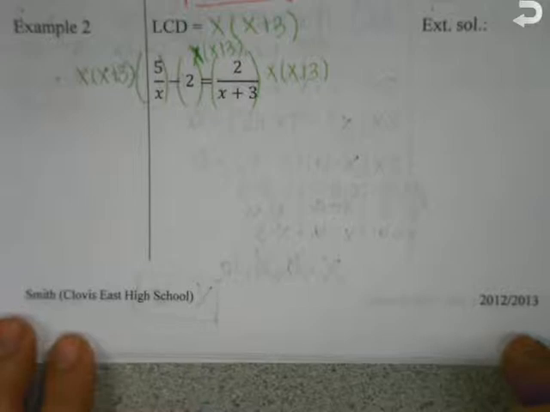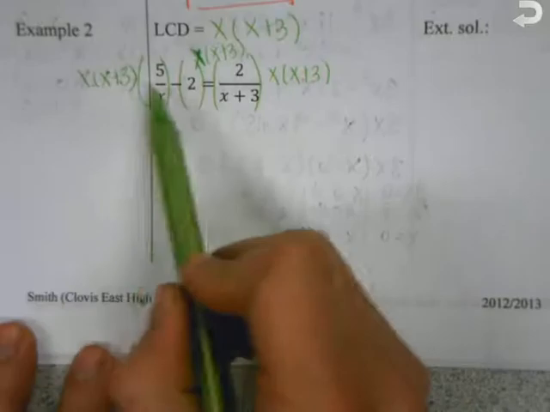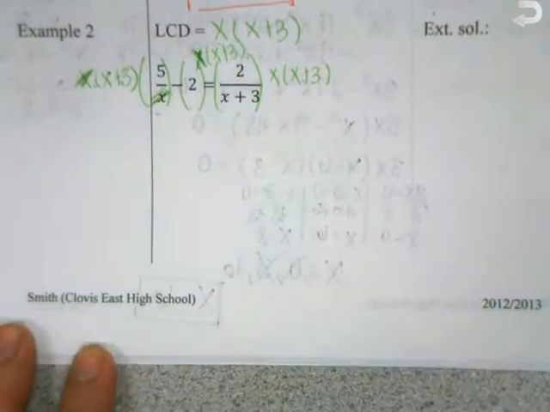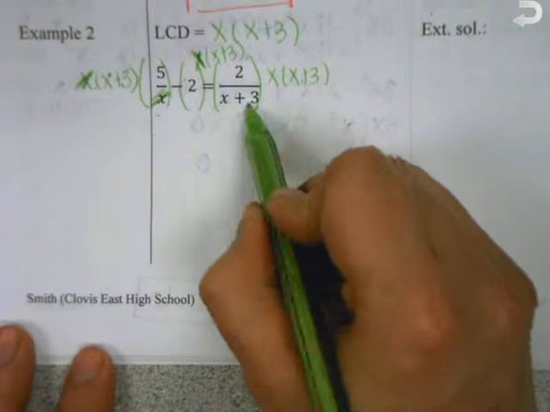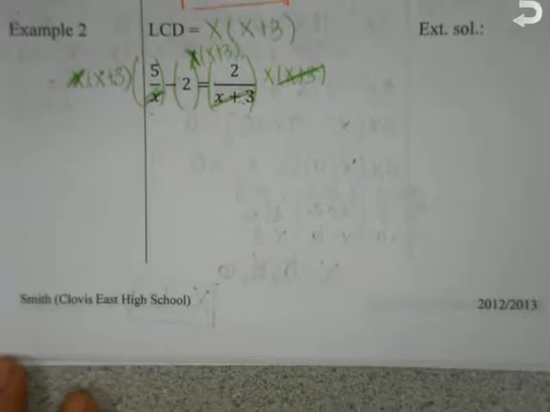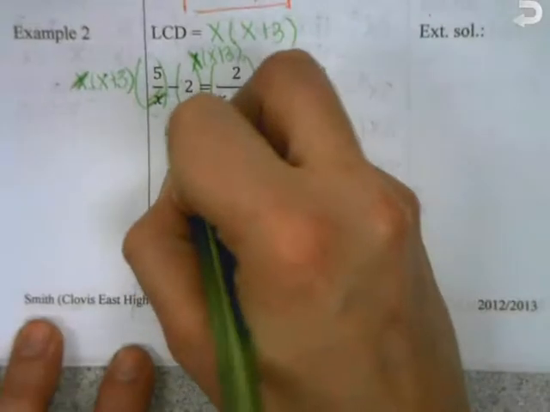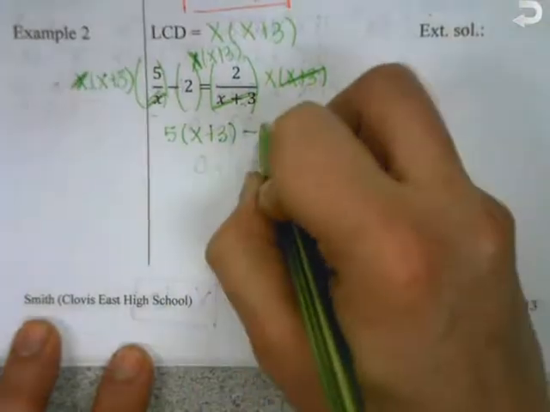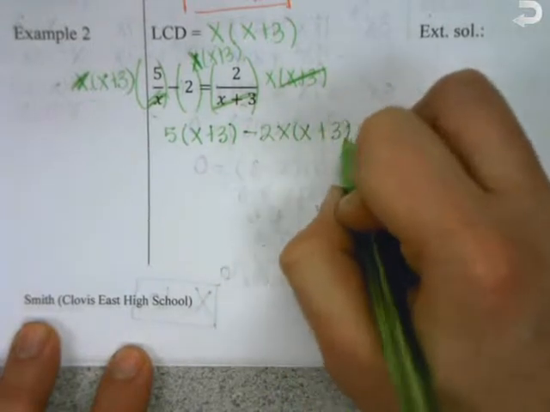Okay, let's see if we can reduce it all. Here, the x is crossed out. 2 times all of this, nothing reduces there. And then x plus 3 and x plus 3 reduce. So we are left with 5 times x plus 3 minus 2x times x plus 3 equals 2x.